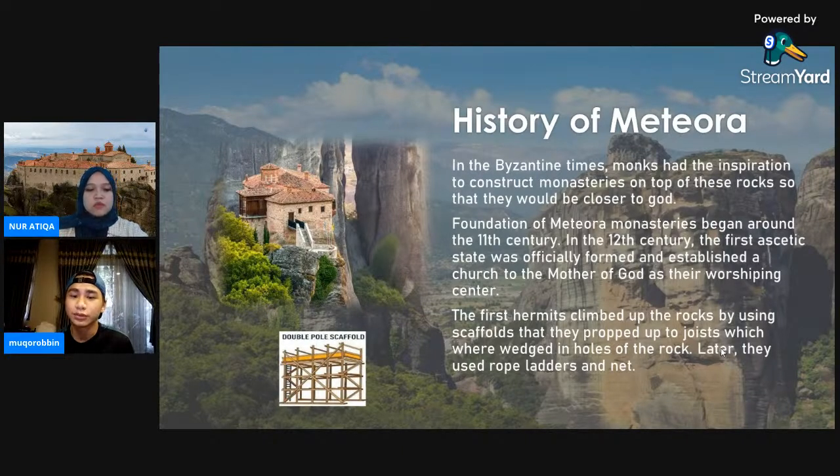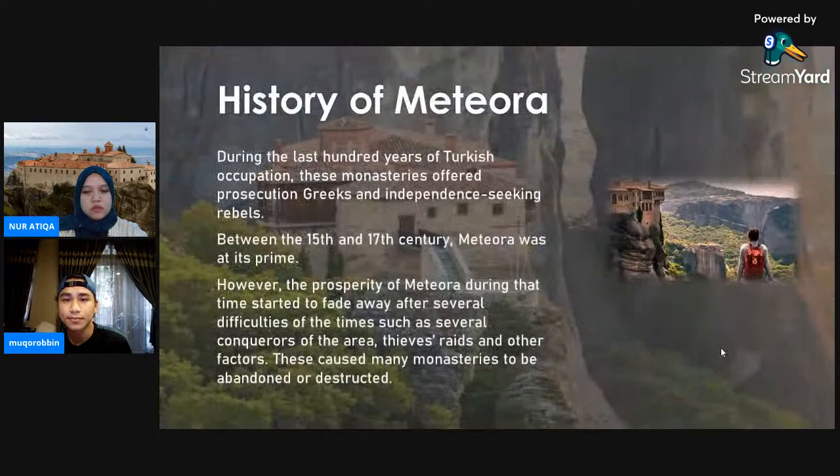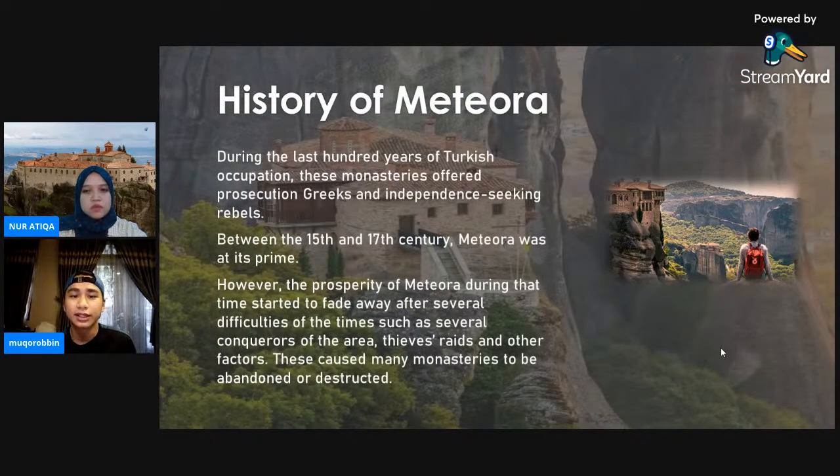The first hermits climbed up the rocks by using scaffolds that they propped up to joists which were wedged in holes of the rock. Later, they used rope ladders and nets. During the last 100 years of Turkish occupation, these monasteries offered protection to Greeks and independence-seeking rebels. Between the 15th and 17th century, Meteora was at its prime.